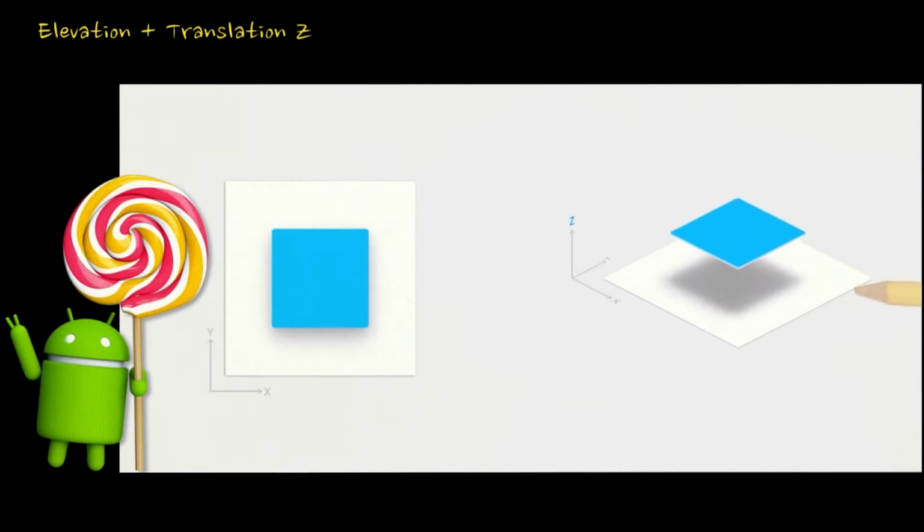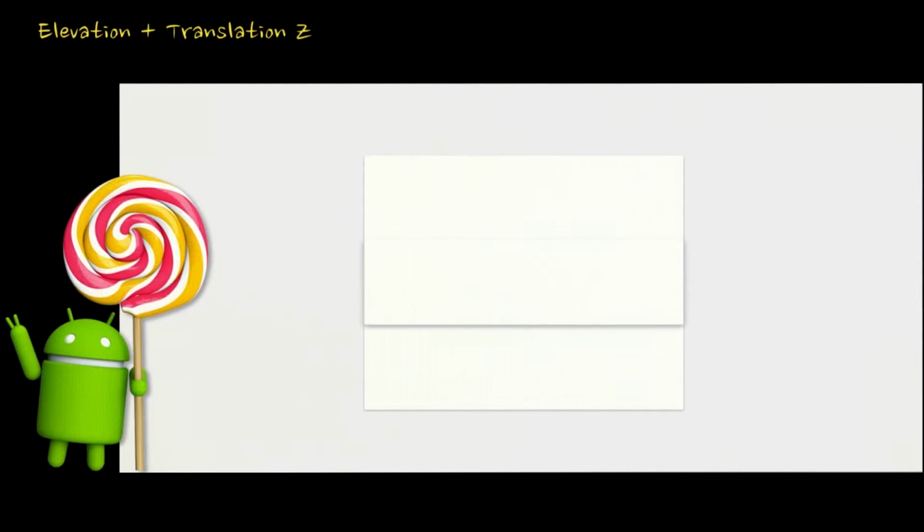The elevation of a view, represented by the Z property, determines the visual appearance of its shadow. Views with higher Z values cast larger, softer shadows. Views with higher Z values also occlude views with lower Z values. However, the Z value of a view does not affect the view's size. Elevation is used for the static state of a view.